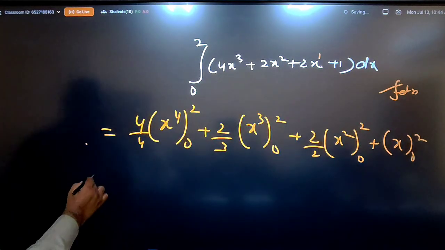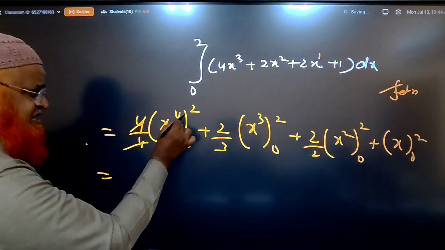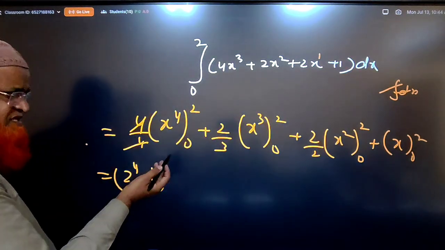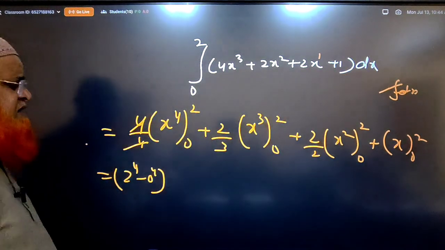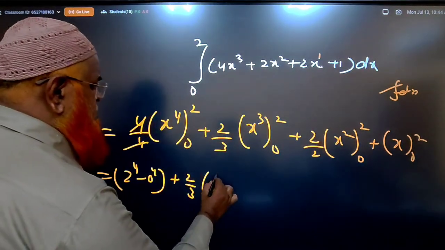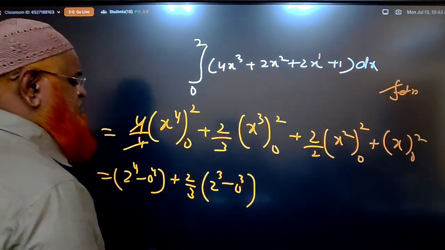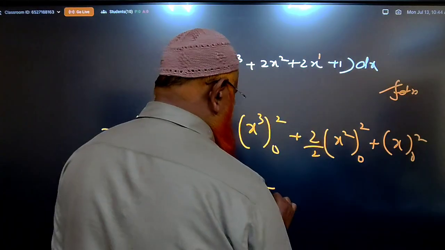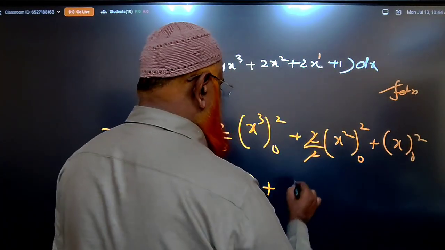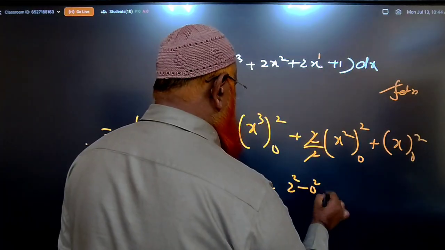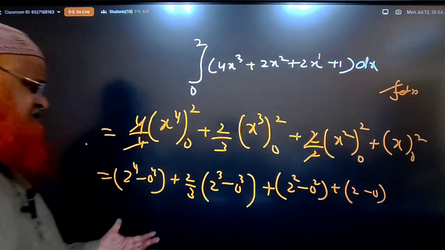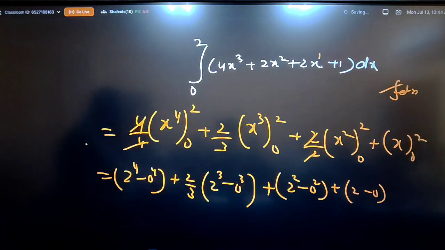Now substitute the limits here. So this 4 gets cancelled. Now you have to write 2 power 4 minus 0 power 4. If it is 0, actually you don't need to write it. So directly 2 power 4 plus 2 by 3 into 2 cube; you don't need to write minus 0 cube, you can directly write 2 cube. But you should know, since it is the first time, how we are going to approach the problem here. X square means 2 square minus 0 square, and this is going to be 2 minus 0. That's it. So simplify all this and whatever comes is the answer. Okay, hope you understood now.